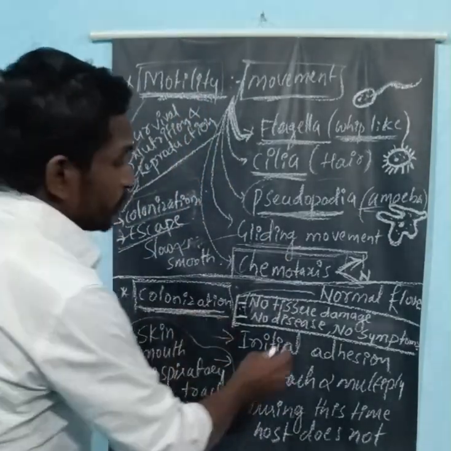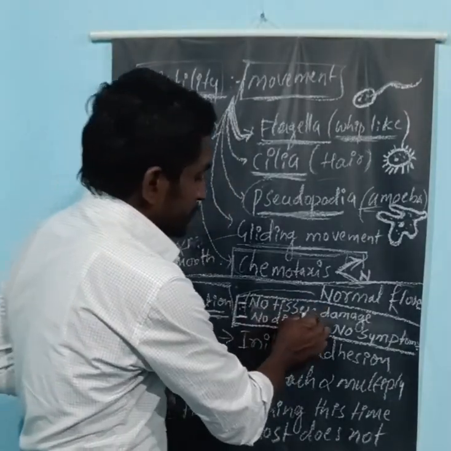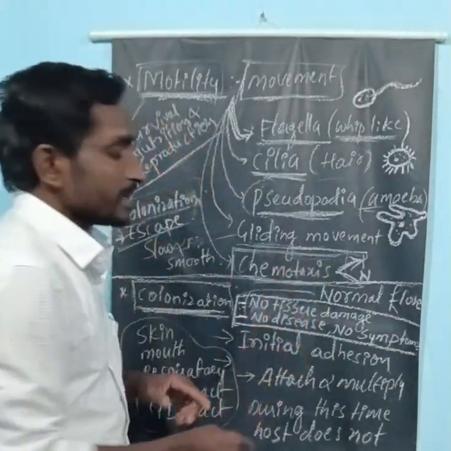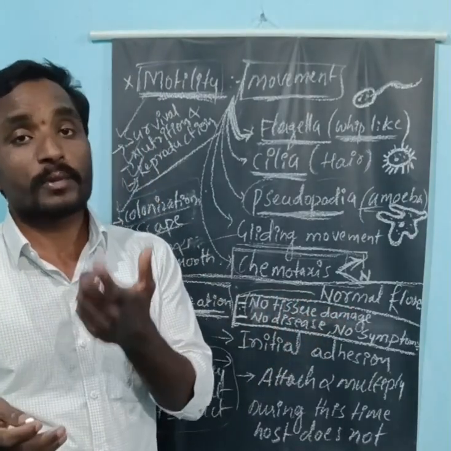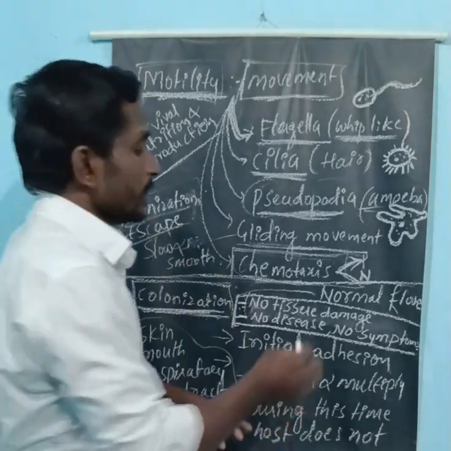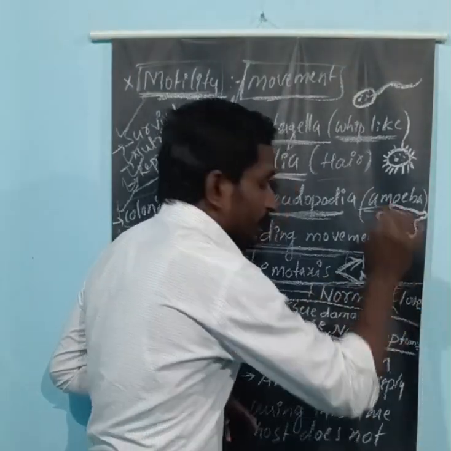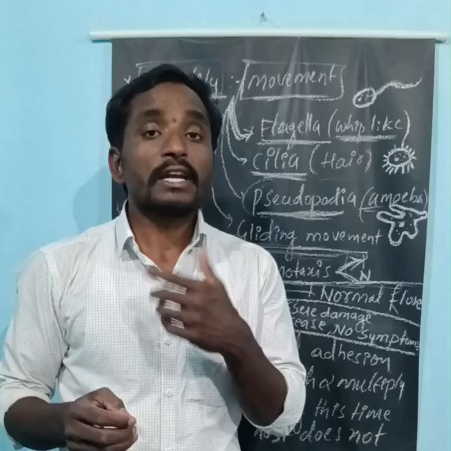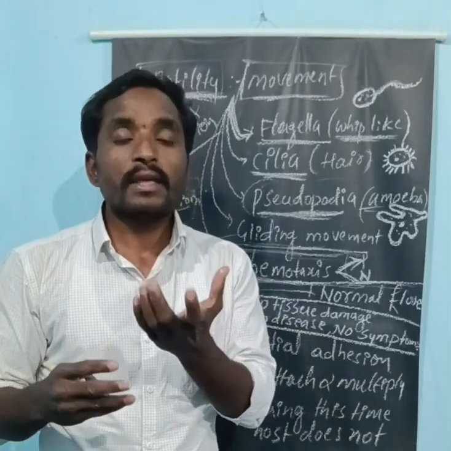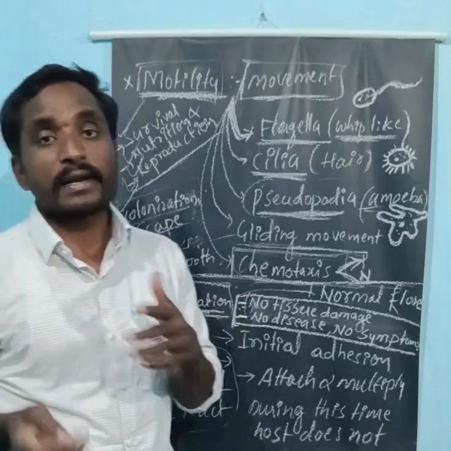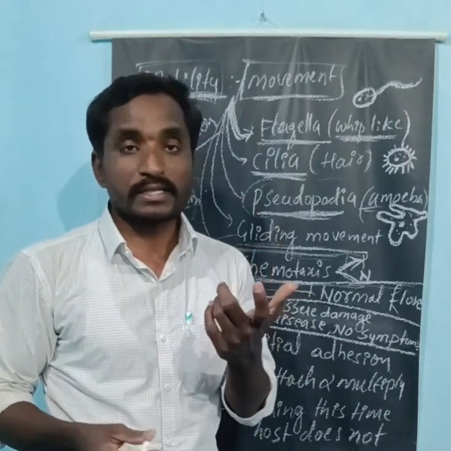In colonization, there is no tissue damage, no disease, and no signs and symptoms, but the growth and multiplication of the microorganisms takes place. For example, the normal flora in the intestine multiplies, grows and forms a colony. It is very helpful in protecting against harmful substances or harmful bacteria.